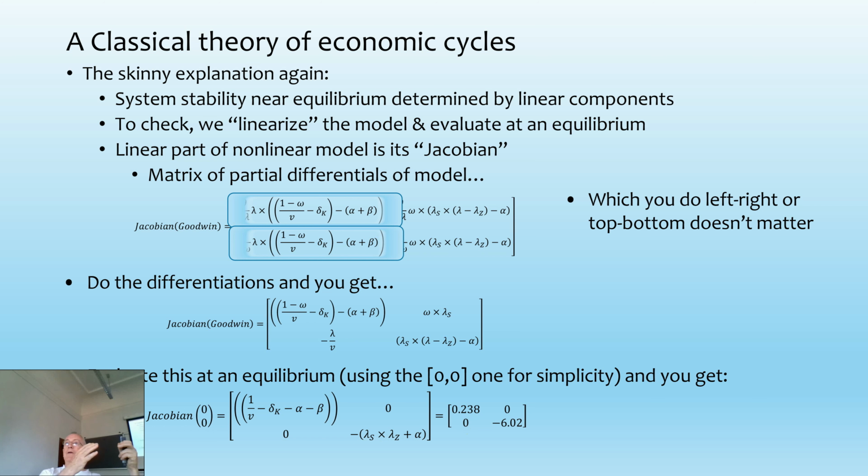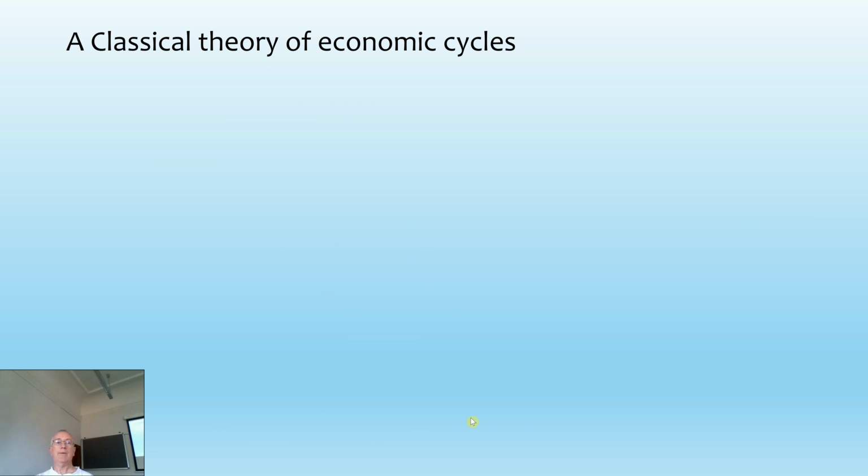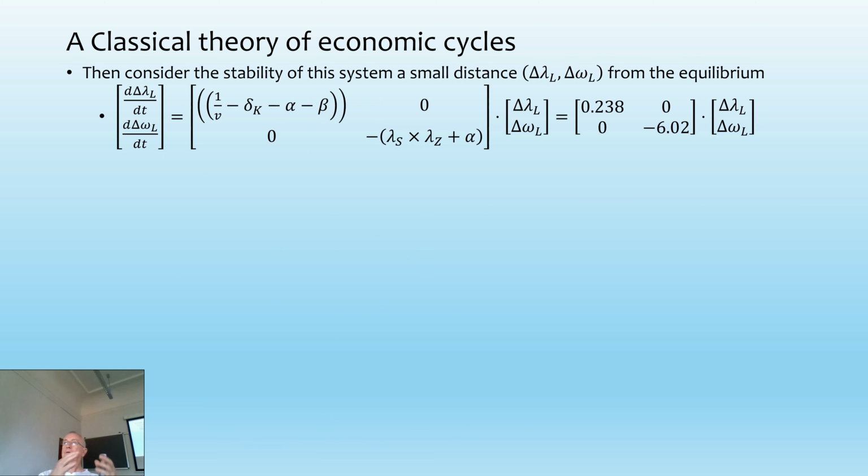What you have now done is you've taken this complicated model with nonlinearities and so on, variables multiplied by variables, and reduced it to a pair of constants. Okay? And what you then get, you say, well, what's going to happen to the system if it's a small distance from an equilibrium? The linear bit tells you. So you define effectively a linear equation saying that the rate of change of the gap between where we currently are and the equilibrium is this constant multiplied by the gap. The constant being a matrix which has these values, 0.0238, 0, 0, minus 0.602.